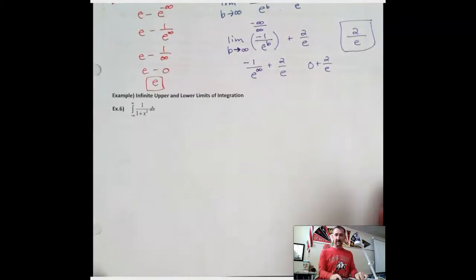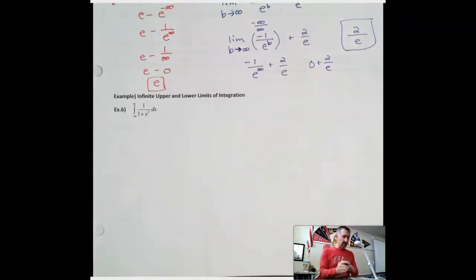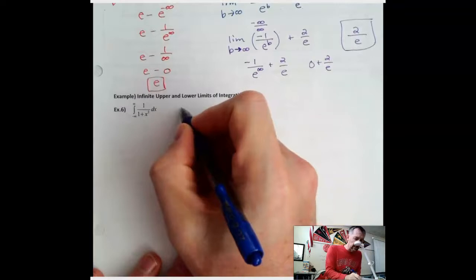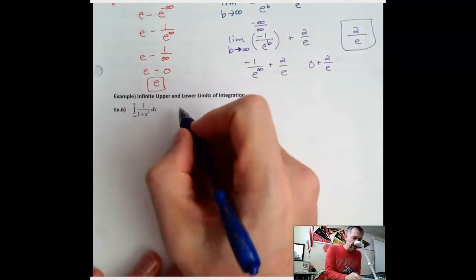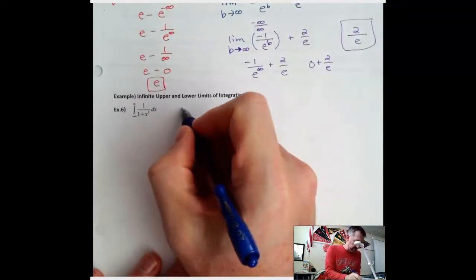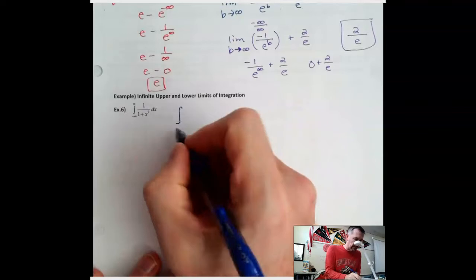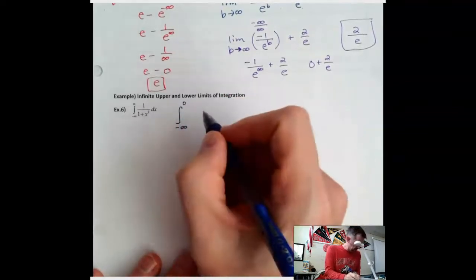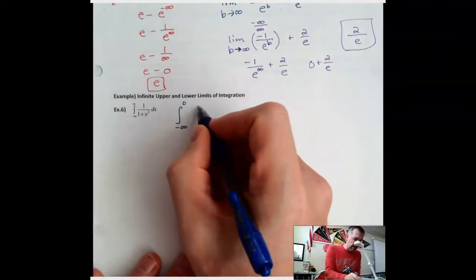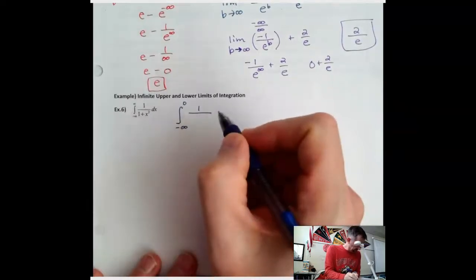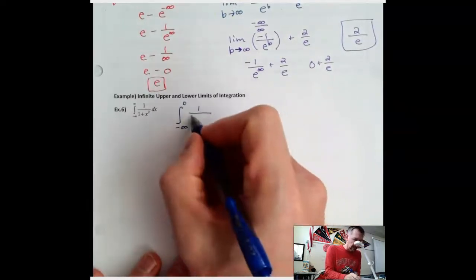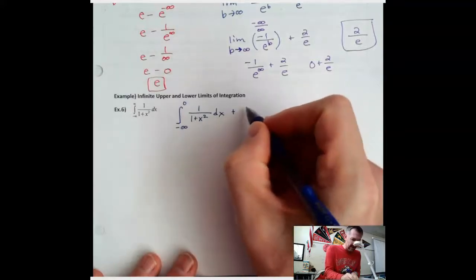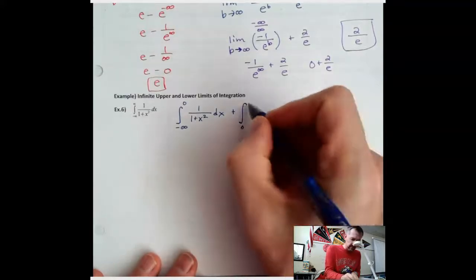So now our last example here is if we have infinity on both. So the first thing we should do, I guess, is separate that. So we're going to go negative infinity to 0 of 1 over 1 plus x squared dx. And then we're going to add the other part, which would be 0 to infinity.